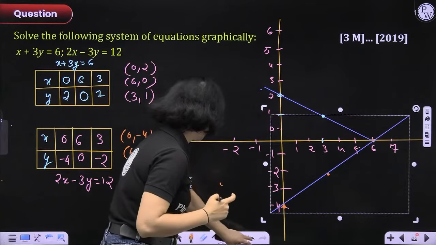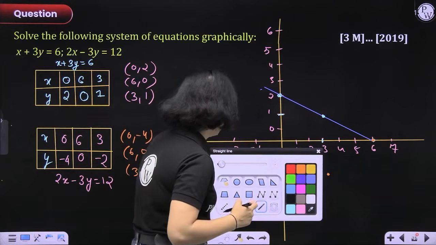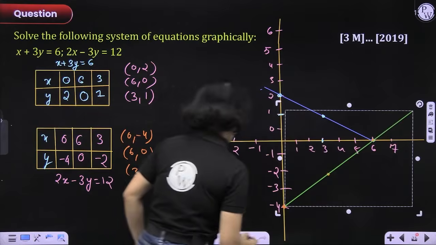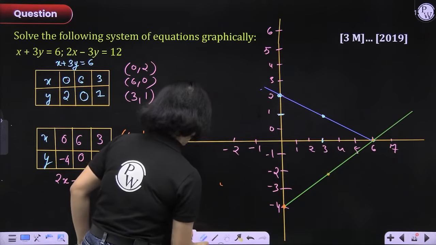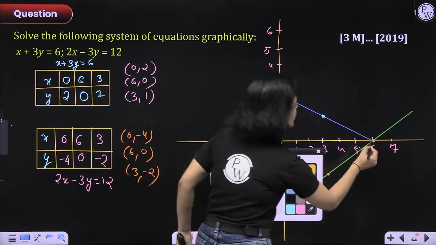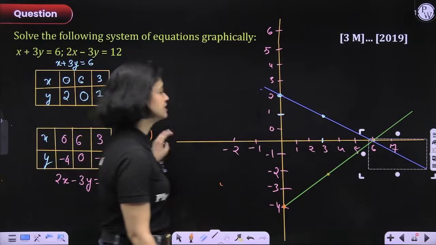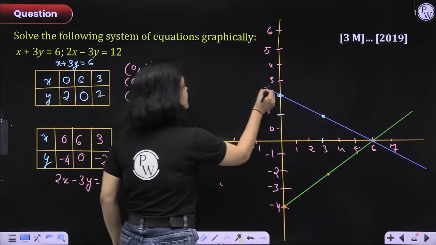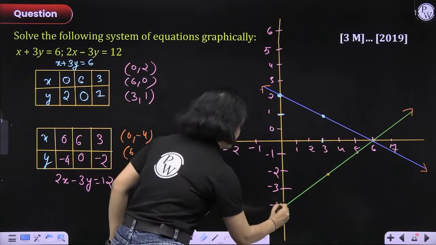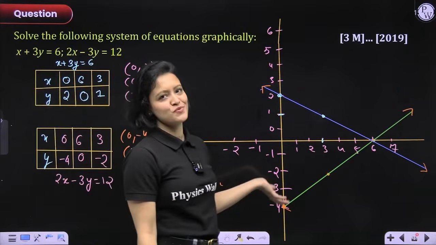Wait, let me join it using another color. Now this is all right. Wait. I will just extend this line, the first line, so that you can clearly see it. Now, you can see that we have both the lines, right? We have made the graph of both the lines. You can also see the intersection point, right?